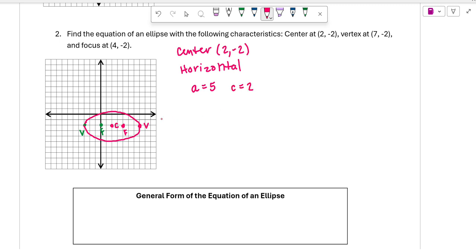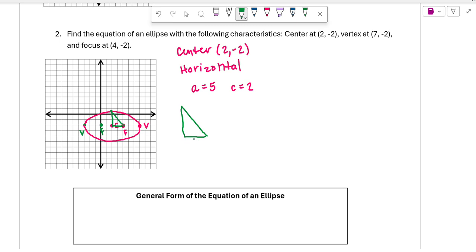So C is 2. And then again, let's draw our triangle. Here's how that triangle looks. Do notice that the triangle just goes to the focus in the center. It does not extend to the major axis vertex, okay? So just be careful with that. All right, here is our triangle.